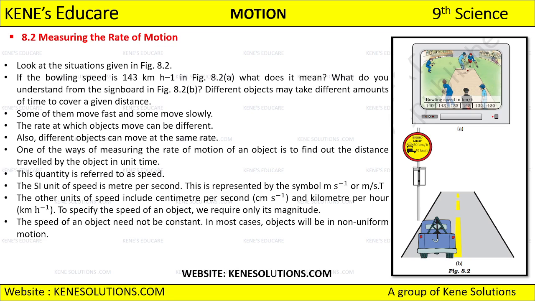And the other units of speed are centimeter per second and kilometer per hour. So if you are using the SI unit, it should be meter per second, but other units can also be used, or you will have to convert the units. So please go through the slide as well, everyone.